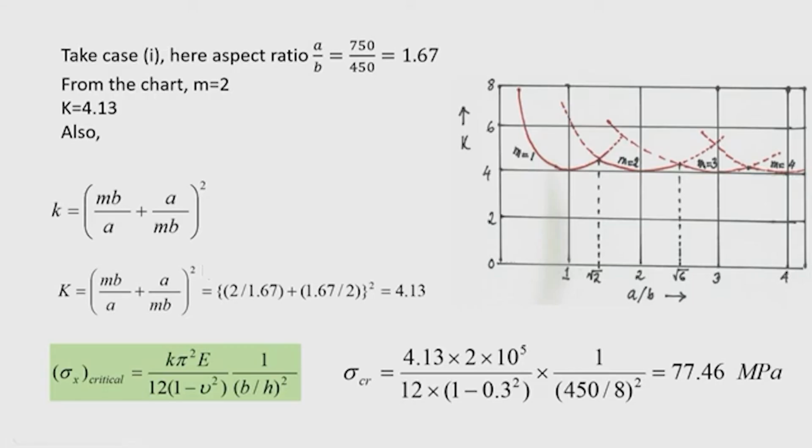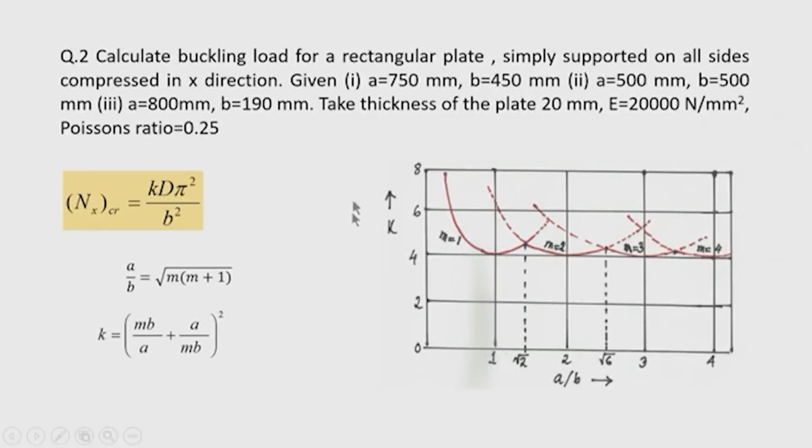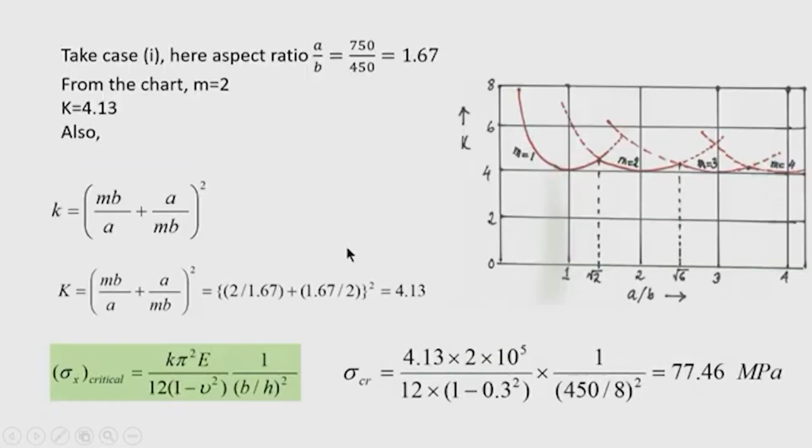Here, the thickness of the plate instead of 20 mm, I have taken 8 mm for calculation purposes, because a 20 mm plate is too thick and thick plate behavior may come. So, therefore, for thin plate buckling I have changed the thickness of the plate to 8 mm. Okay. Now, take case 1.